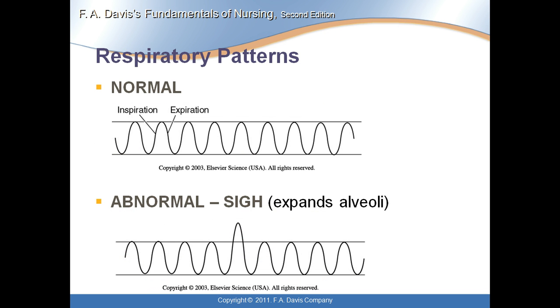So respiratory patterns, the first one is normal. You can see where it goes up and down, so you have an equal amount of inspiration and expiration. Abnormal, which is the second picture, has equal amounts of inhale and exhale, but a sigh is that longer inspiration.